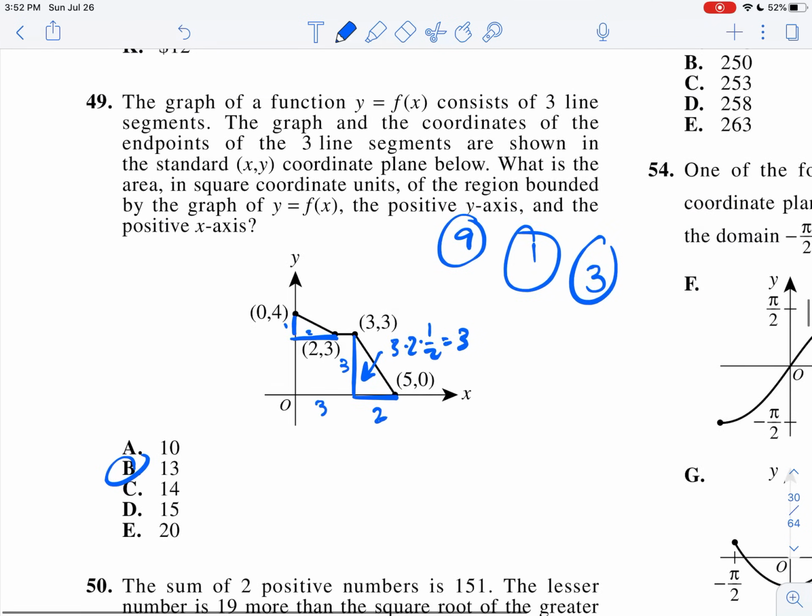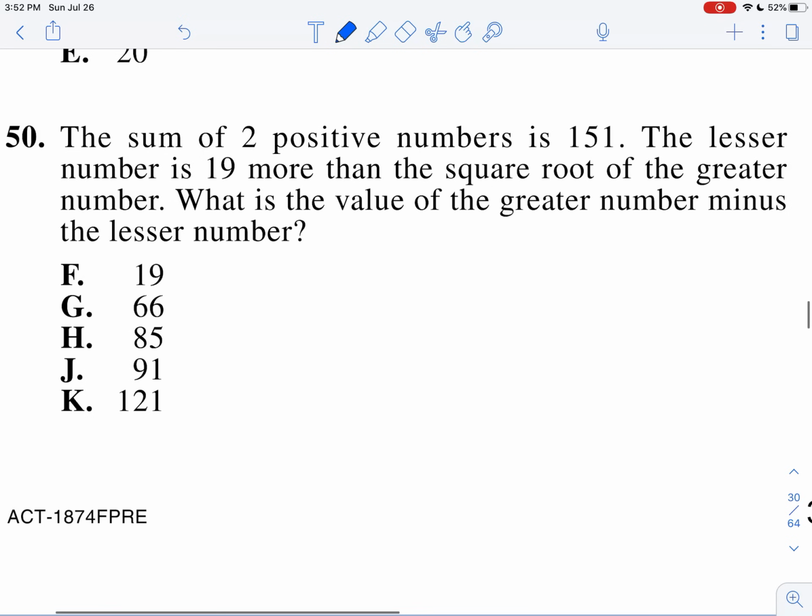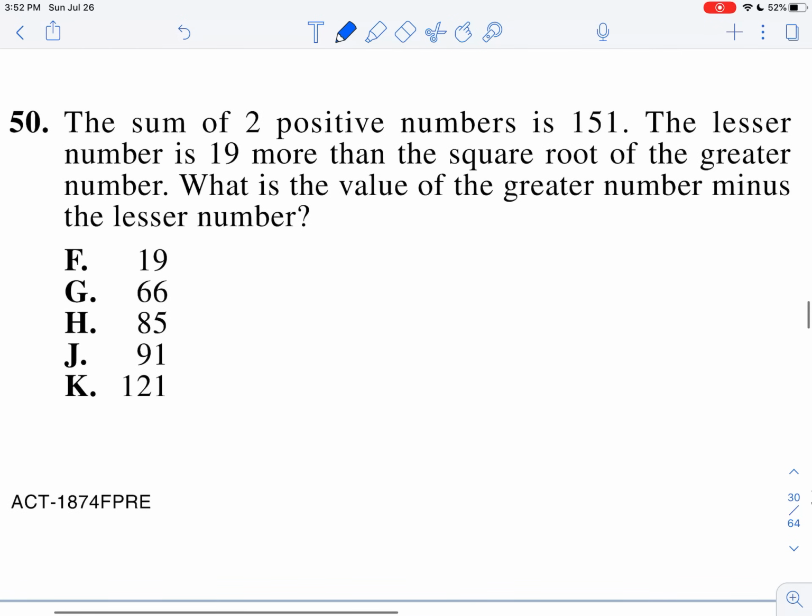49 is B. The sum of 2 positive numbers is 151. The lesser number is 19 more than the square root of the greater number. What is the value of the greater number minus the lesser number? This is kind of a hefty problem. It takes a little bit of time.